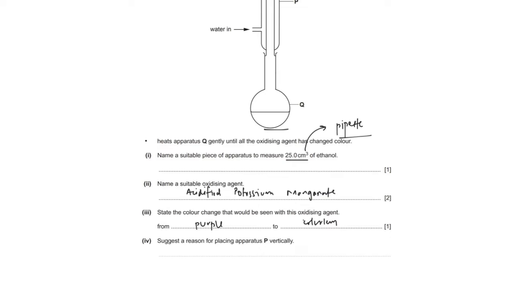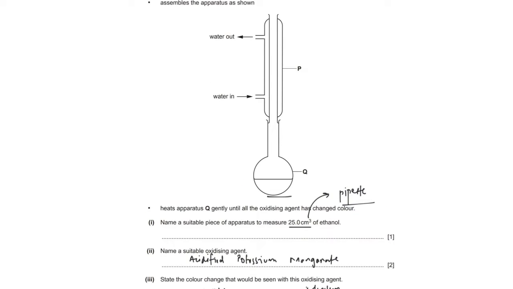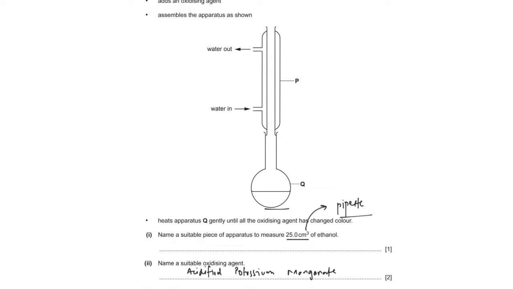Suggest a reason for placing P vertically. This apparatus P, this condenser, is placed vertically. It is asking why. It is placed vertically so that it can prevent vapors from escaping. For example, vapors are going from here, like this, and we are entering water in and water out. You need to understand what exactly is happening here. This is something that we call heat under reflux.